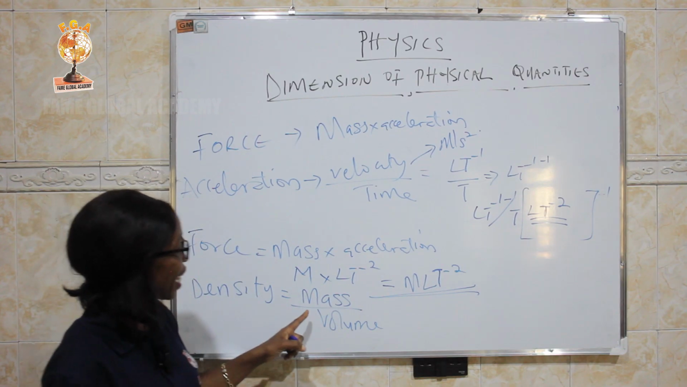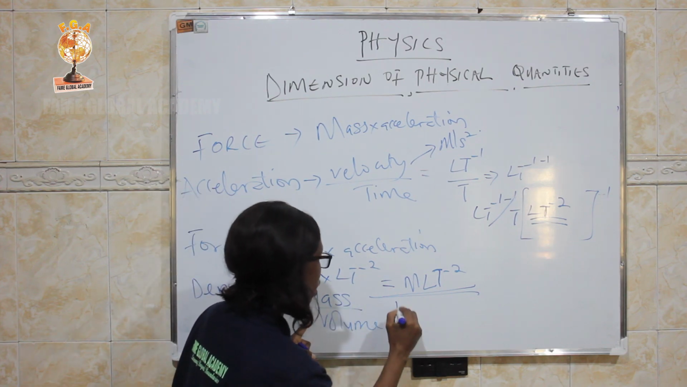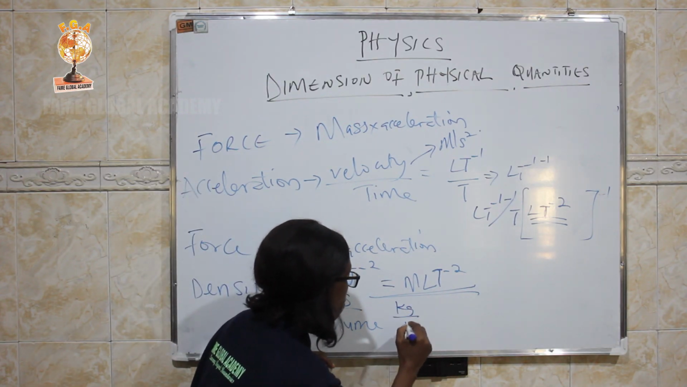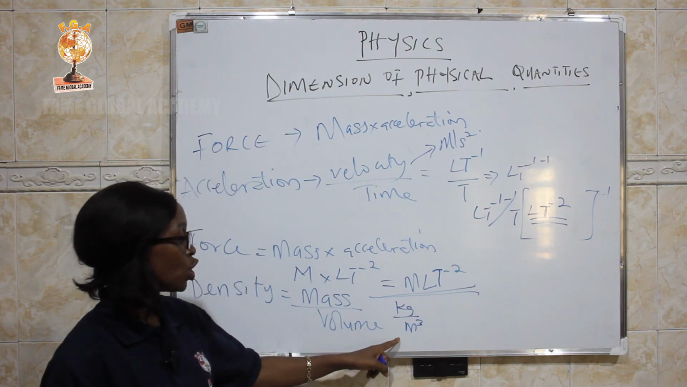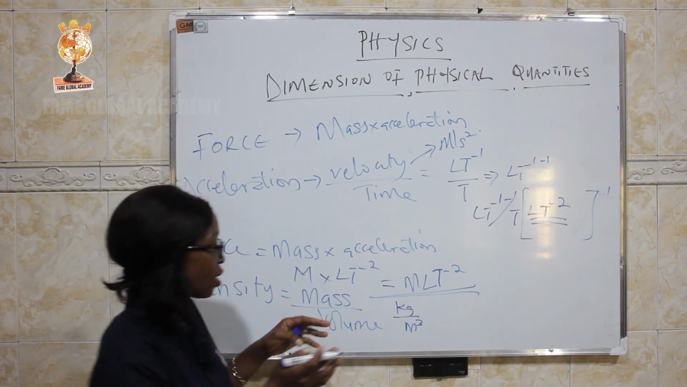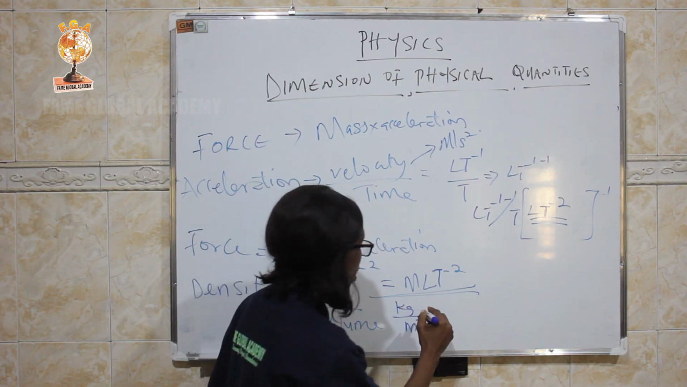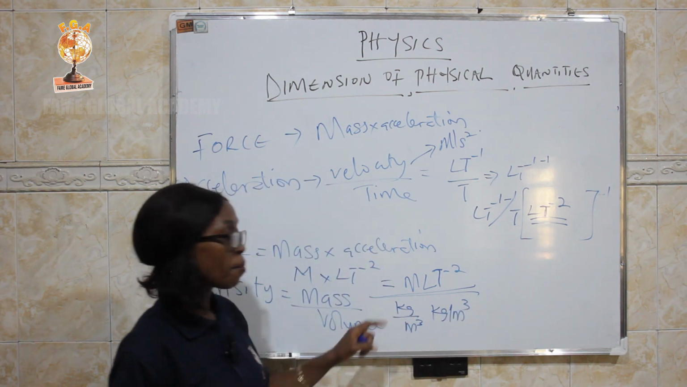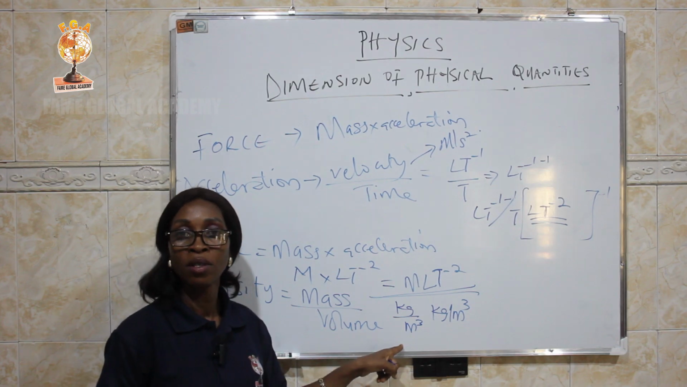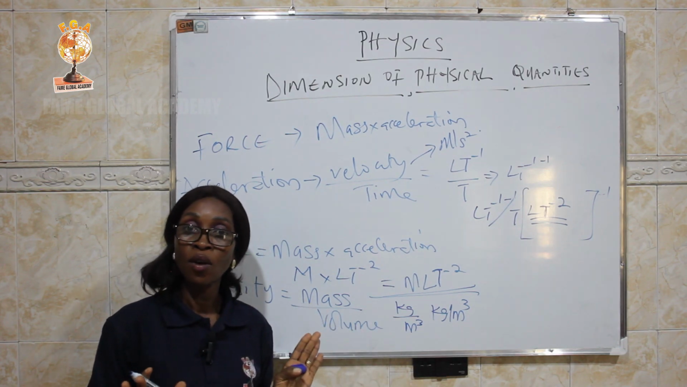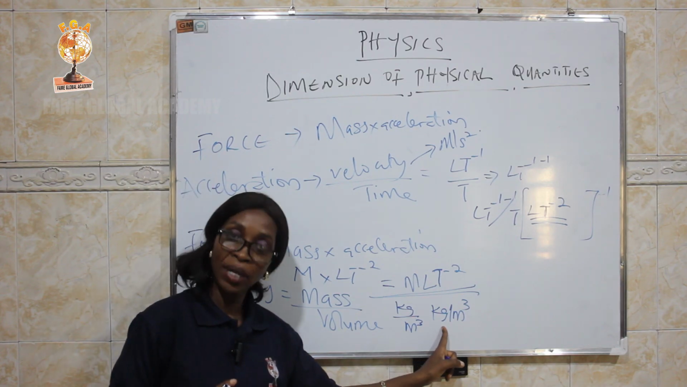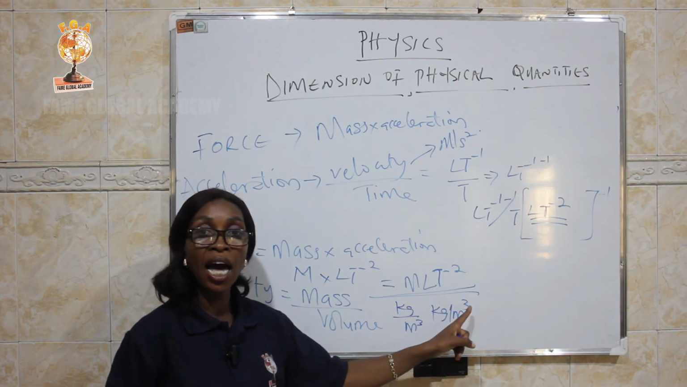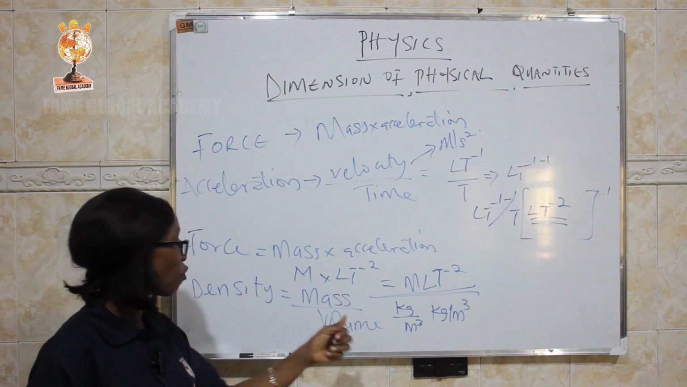Now, density is mass over volume. The SI unit is kilogram because mass is in kilogram, and volume is meter cube. Putting it together in terms of SI units, it becomes kilogram per meter cube. The per means division. If you leave it like this, you are still correct, but this is better because we are growing. This is the SI unit for density.